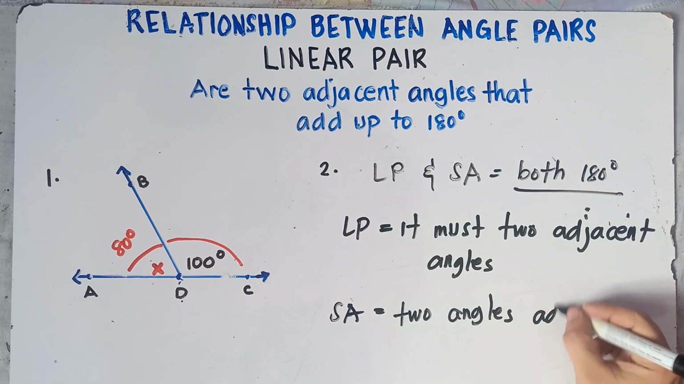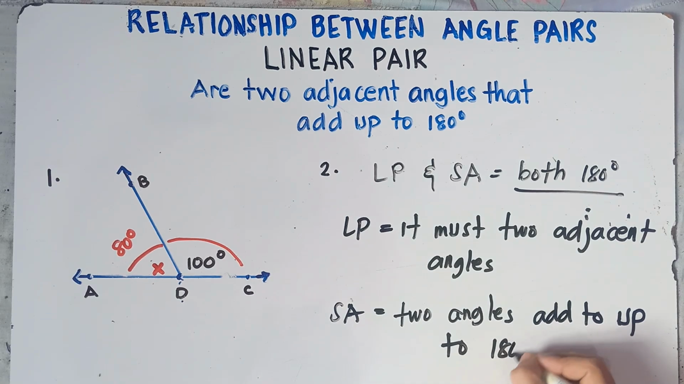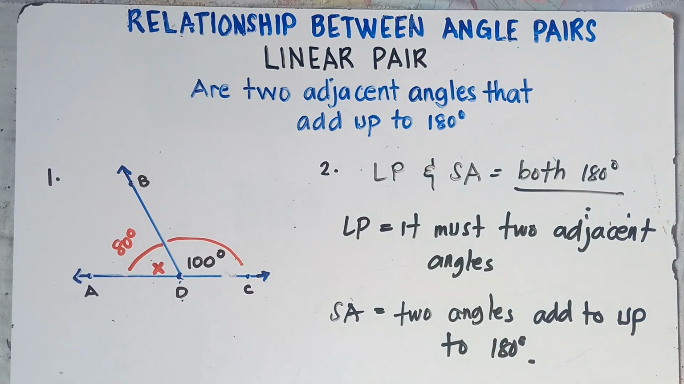So two angles add up to 180 degrees. I hope you get that one, class, for the difference. For the linear pair, it must be two adjacent angles that add up to 180 degrees. For the supplementary angles, you can have two adjacent angles that add up to 180 degrees or not. At least two angles should add up to 180 degrees. We can call that one supplementary angles. So I hope it's clear for you, class, with regards to the difference between the linear pair and the supplementary angle. I hope you learned something new today.